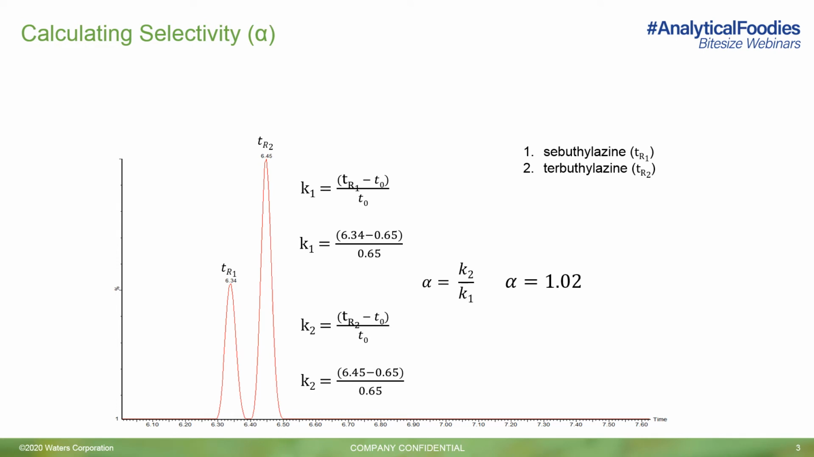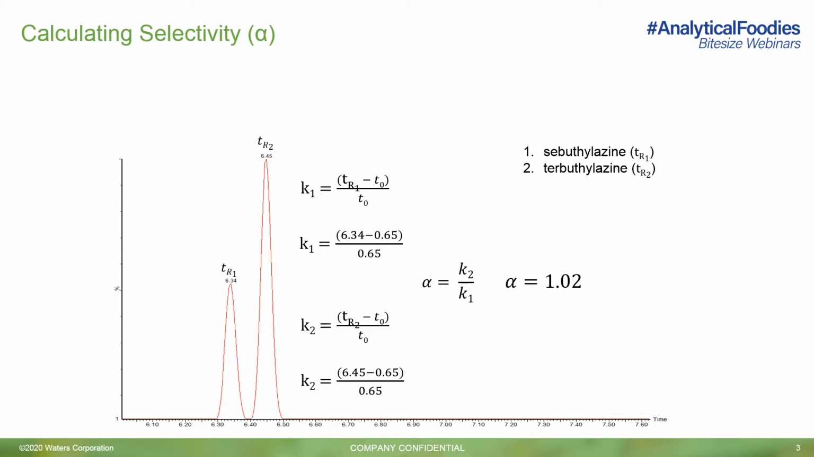To calculate selectivity, we need to collect some information on our separation. We initially need the T0, which we explained how to calculate in the episode on retention. We also need the retention times of our two compounds of interest. Once we have collated this information, we can use the following equation to calculate the retention factor, or K, for each of our peaks of interest. We also discussed calculating retention factors in our episode focusing on retention. Once we have our retention factor values, we can then calculate selectivity between our two peaks using the following equation, which gives a ratio of the two retention factors.